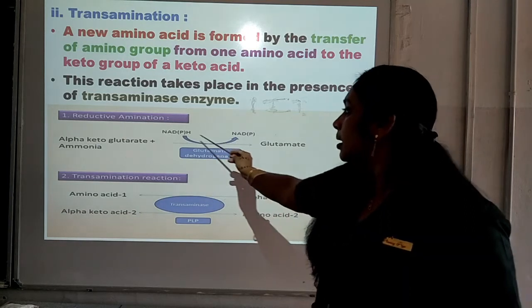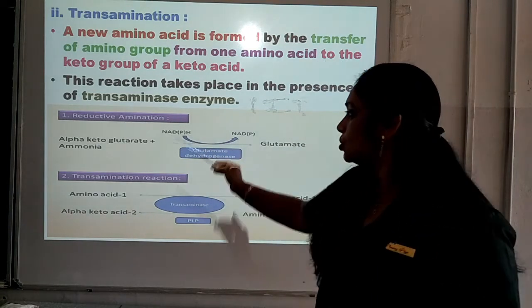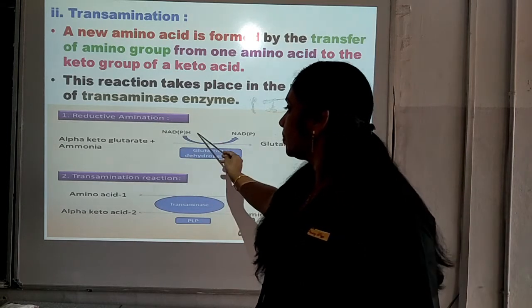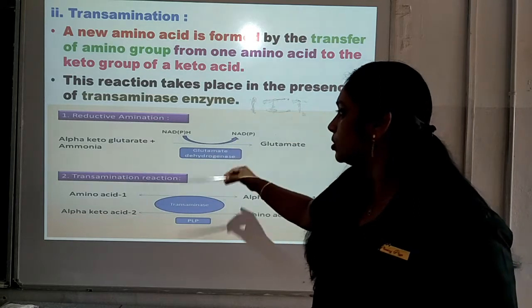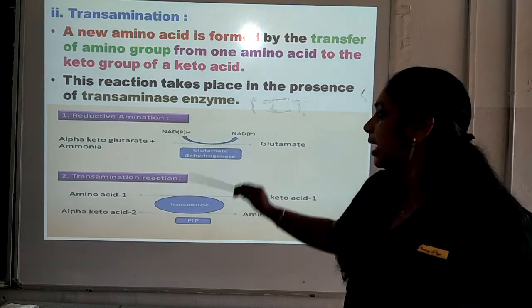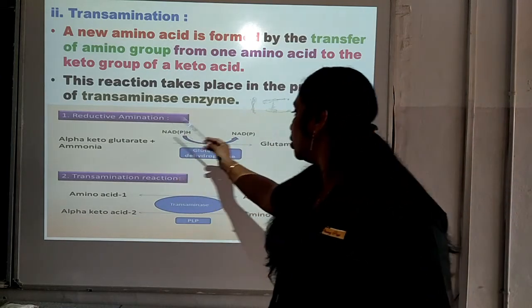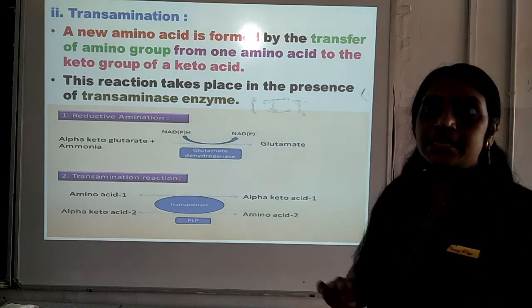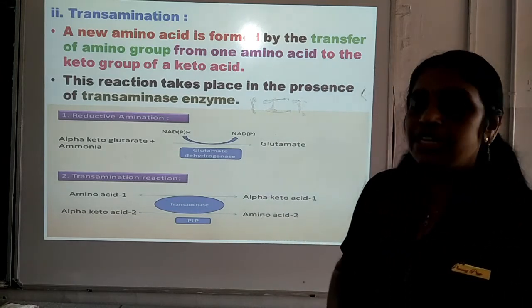And here NADPH is converted to NADP. So, this reduced compound is getting oxidized, and in the presence of glutamate dehydrogenase, this is converted to glutamate, or we can say glutamic acid. Now, the second one is transamination.